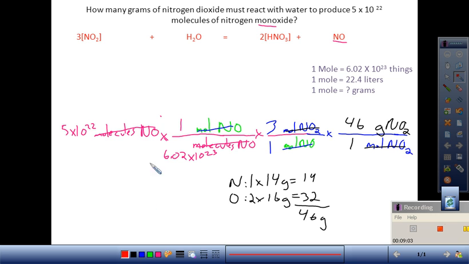Now let's go ahead and work this out here. I'm going to go up here. Let's see, I have 5 times 3 times 46. That's 5, 3, 46. On the bottom, I just have 6.02. Now my exponents, I have 10 to the 22nd up here and 10 to the 23rd down here. Well, I need to subtract those. 22 minus 23.